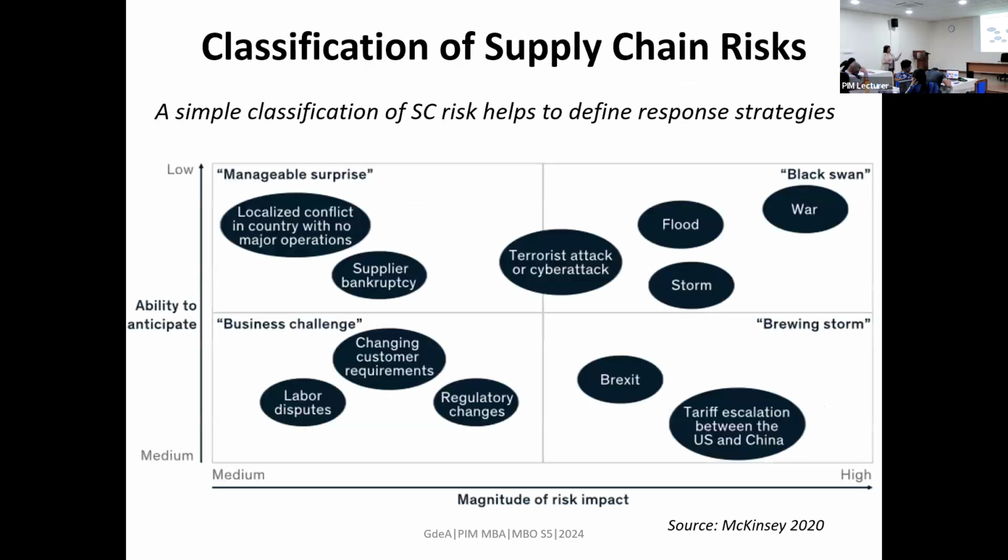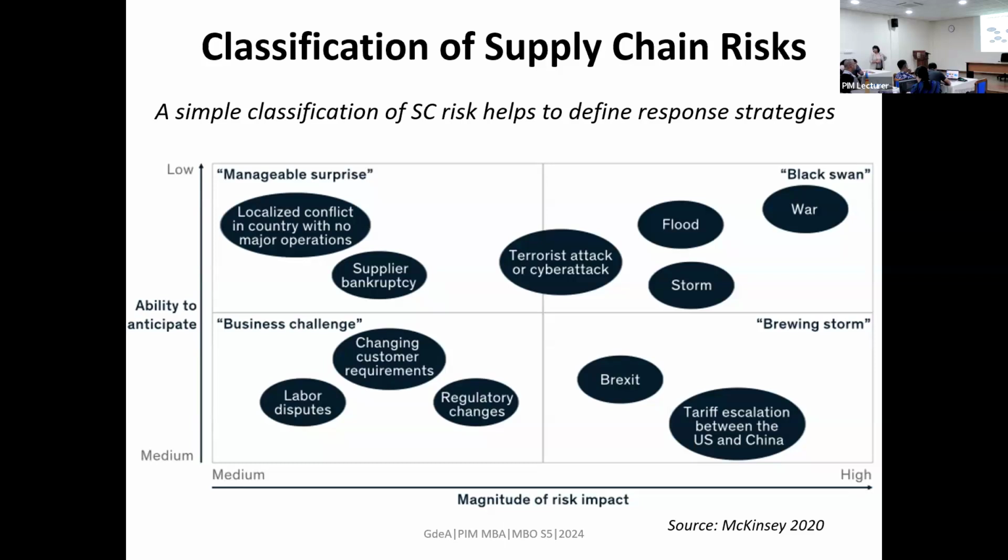So I'm just showing you in this slide all the four things that I explained to you with some examples. A manageable surprise can be some supplier becoming bankrupt suddenly, a localized conflict. Business challenge can be... Ability to anticipate is the probability part, right? Whether it's easy to predict or difficult to predict.